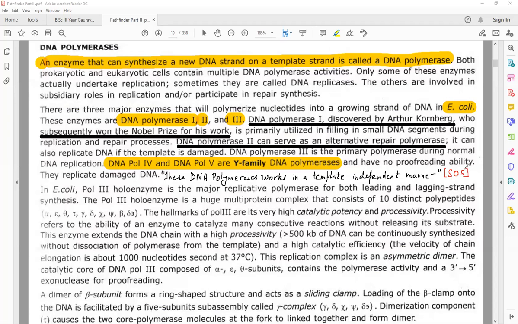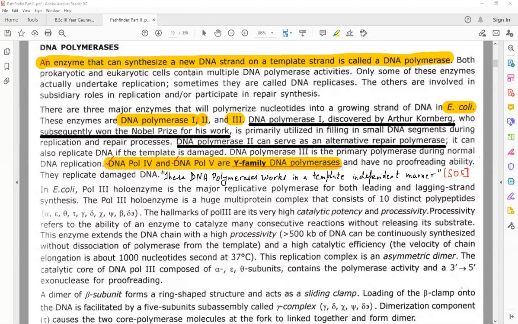SOS, Save Our Soul, is a type of repair system that utilizes DNA polymerase 4 as well as DNA polymerase 5, because both of these are the DNA polymerases used in such a polymerization system, and they are referred to as the Y family DNA polymerases.